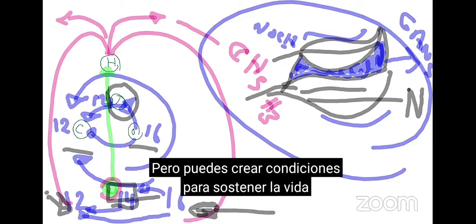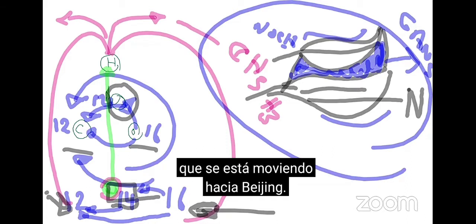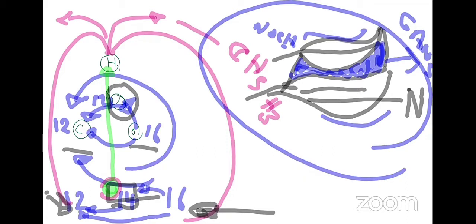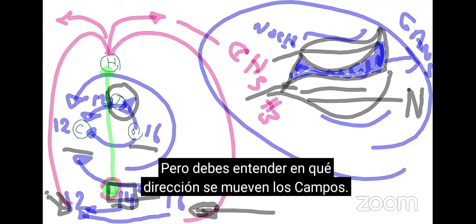But you can create conditions to sustain life, like on the borders of Beijing, in what they call the deserts, which is moving onto Beijing. If you understand this, you can do the same anywhere in the universe. But you have to understand which way the fields are moving.